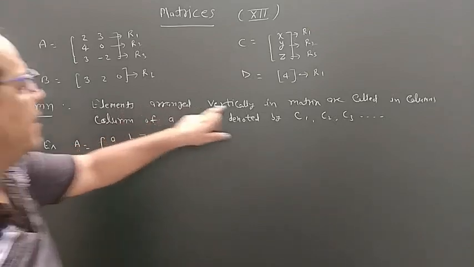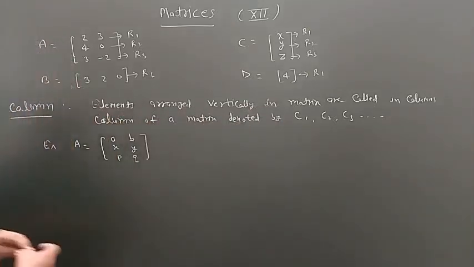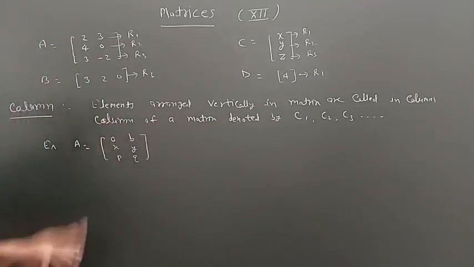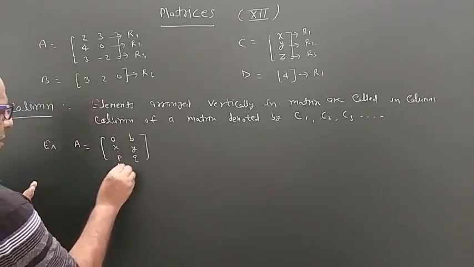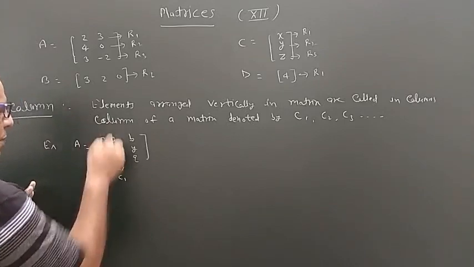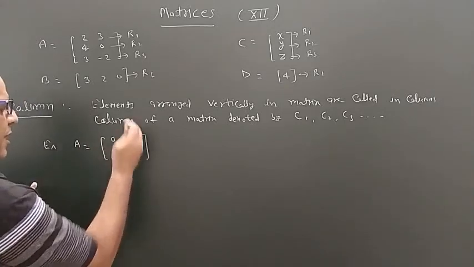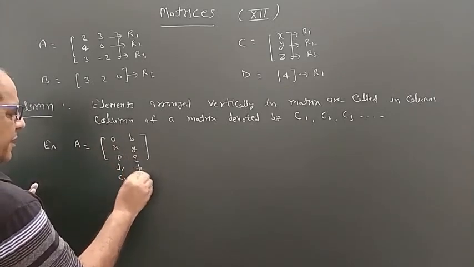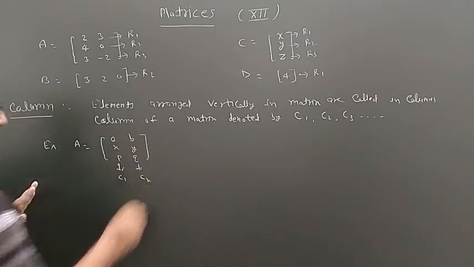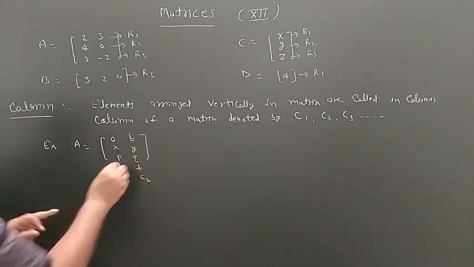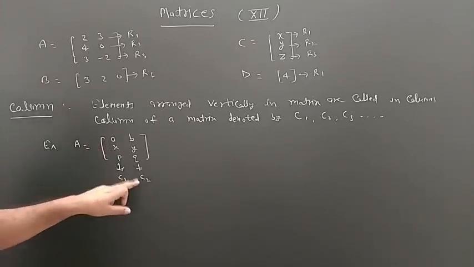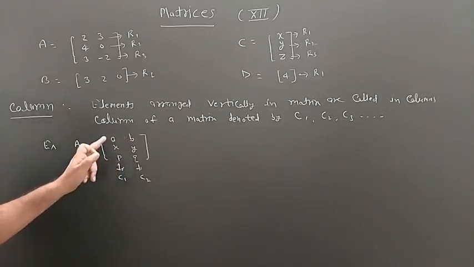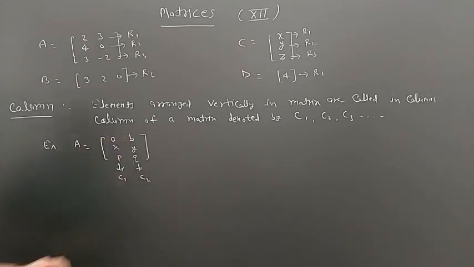So the numbers arranged vertically, this is the first column because these numbers are arranged vertically, A, X, P. So this is indicated by C1 and is called the first column. Similarly, this is the second vertical set of elements and this is indicated by C2. So here in this example, the elements of the first column are A, X, P, and the elements of the second column are B, Y, Q.